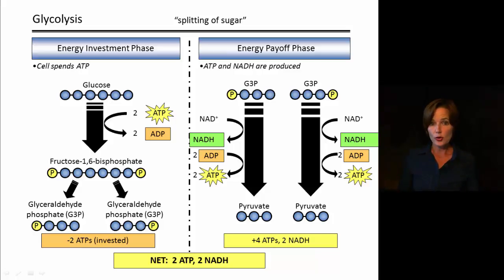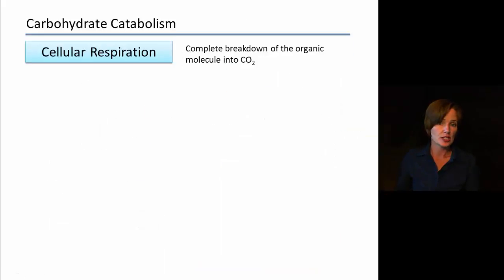Well, this is what we start with, glycolysis, regardless of how we're going to ultimately break down the sugar. If we look at cellular respiration, it is the most common way of continuing this process. With cellular respiration, it is going to completely break down the organic molecule, glucose in our example, and it's going to completely yield carbon dioxide from that.